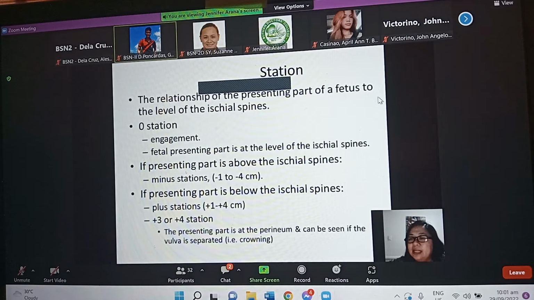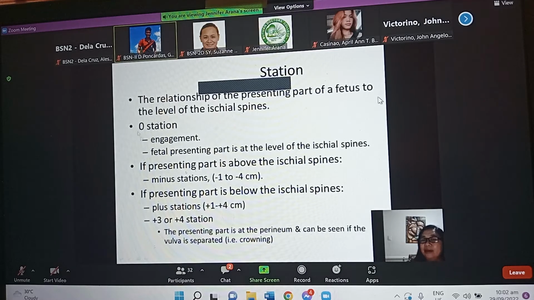Okay, next we go to the station. What is the station? The station is the relationship of the presenting part of the fetus to the level of the ischial spines. Kato ischial spine, katong murag sungay sa maternal pelvis, katong may nagburot sa maternal pelvis. Alright. So, muna atong mailhan para ma-determine nato ang station sa bata.